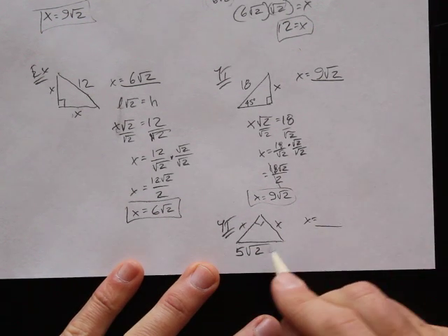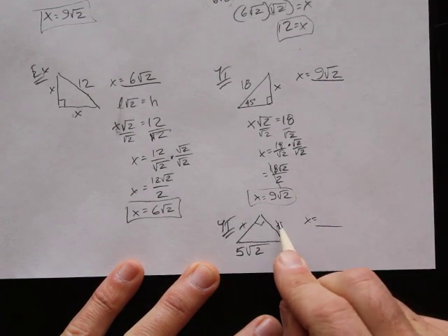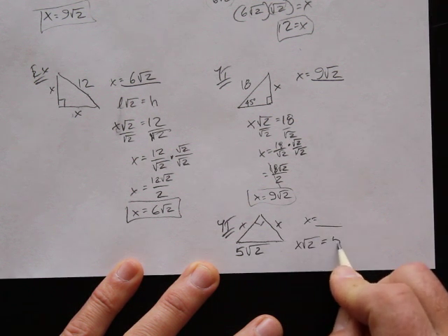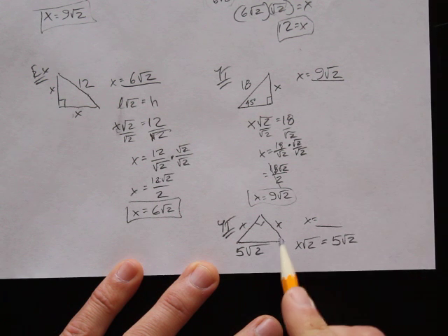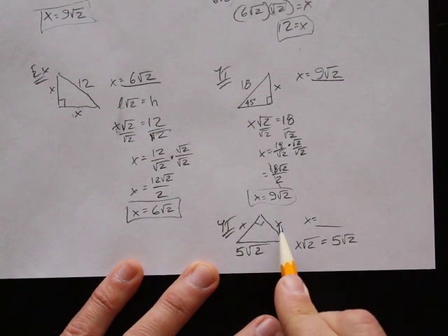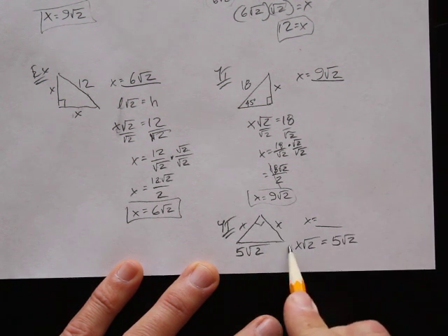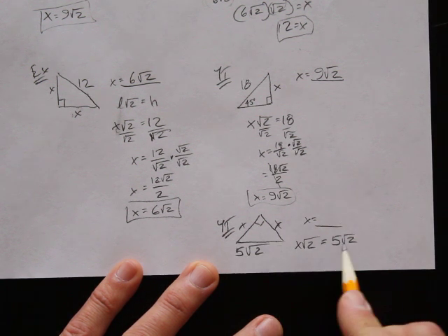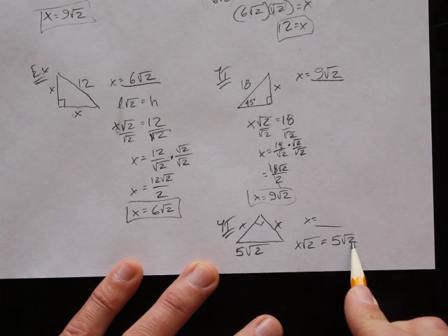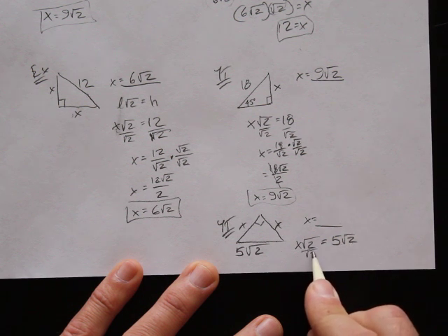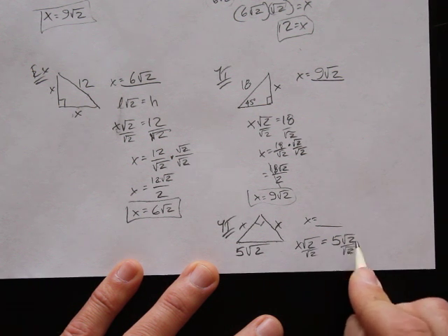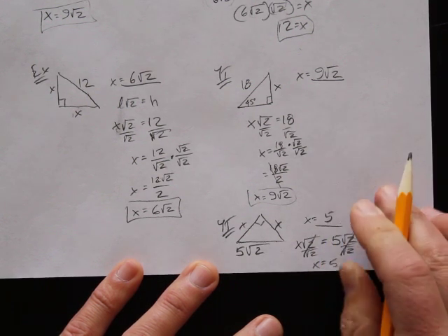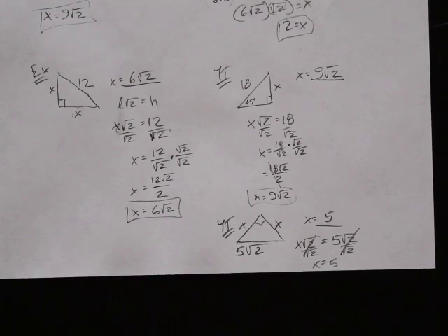Okay, so let's set this up the way we set the other ones up. x times the square root of 2 equals 5 times the square root of 2. So remember, I'm just setting this up so I have the hypotenuse x with a side times square root of 2 equals the hypotenuse, which in this case is 5 square root of 2. So if I divide both sides by the square root of 2, those go away. x equals 5. That one was easy. Hopefully you found that one easy as well.